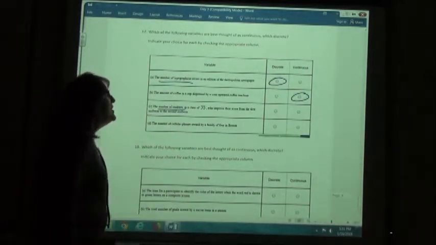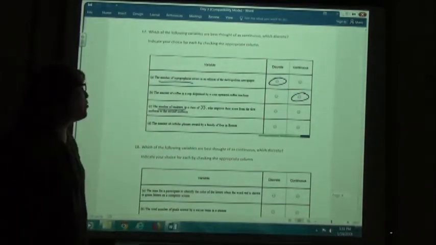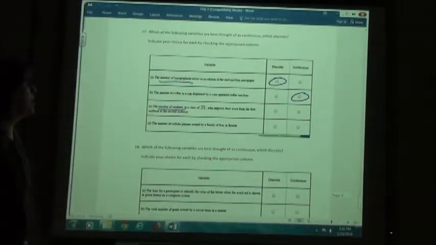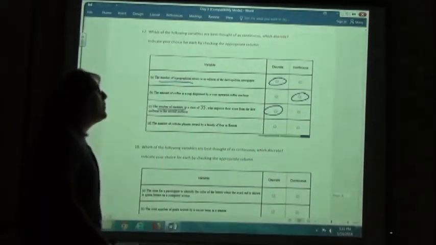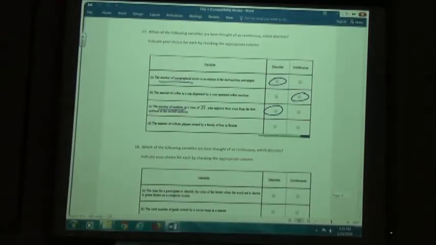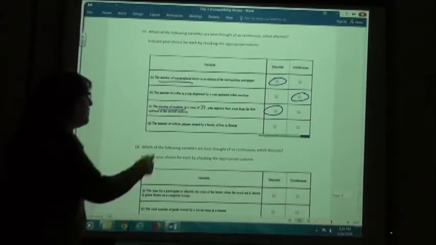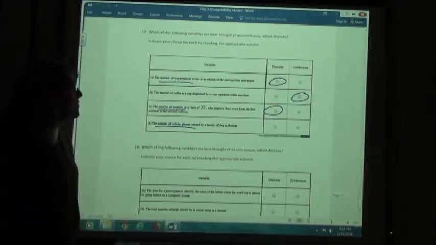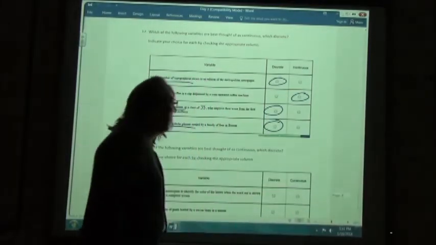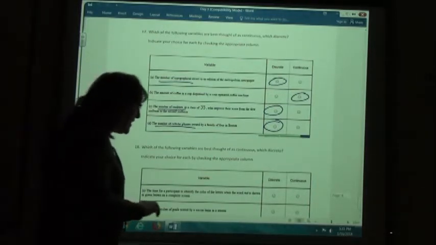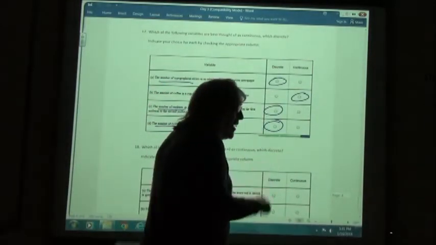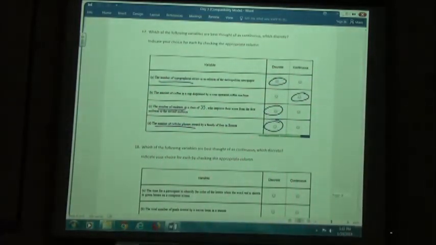The number of students in a class of 35 who improved their score from the first midterm to the second midterm. Again, I'm talking about a number of students. I'm counting how many improved their score. That has to be a whole number answer. It's discrete. The number of cellular phones owned by a family. Again, I'm counting how many phones. I'm not going to own 3.5 phones. I either own 3 phones or 4 phones or some other whole number. That is a discrete value. Again, go ahead and try the next one there.